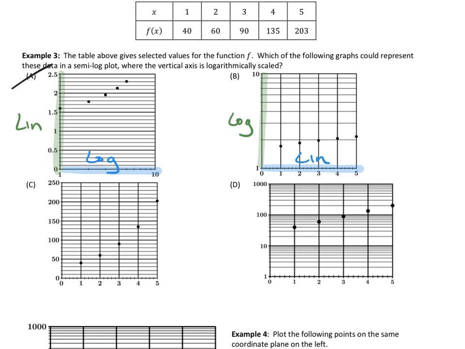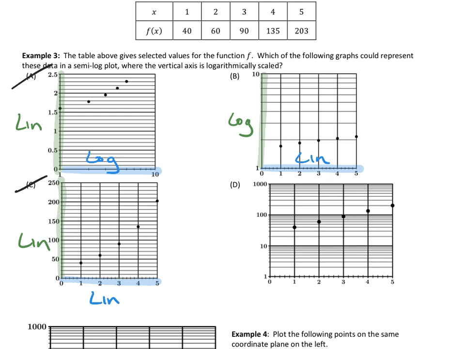We look at answer choice C. What is the x-axis? Linear. What is the y-axis? Also linear. Okay, that's wrong. We don't want that. Linear and linear is what we've done since like 3rd grade when we started plotting points.